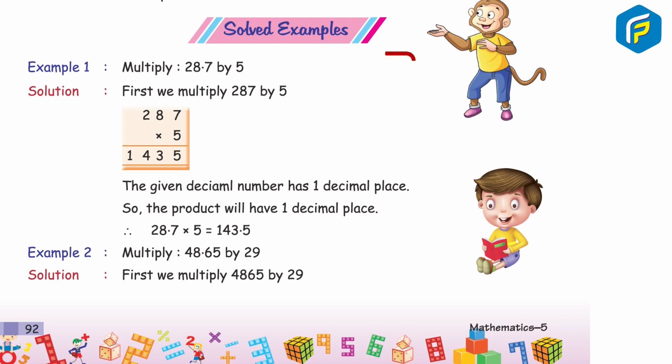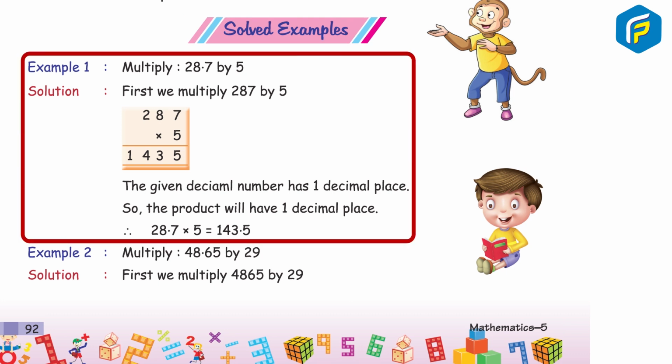Solved example. Example 1. Multiply 28.7 by 5. Solution. First we multiply 287 by 5. The given decimal number has one decimal place, so the product will have one decimal place. 28.7 into 5 is equals to 143.5.